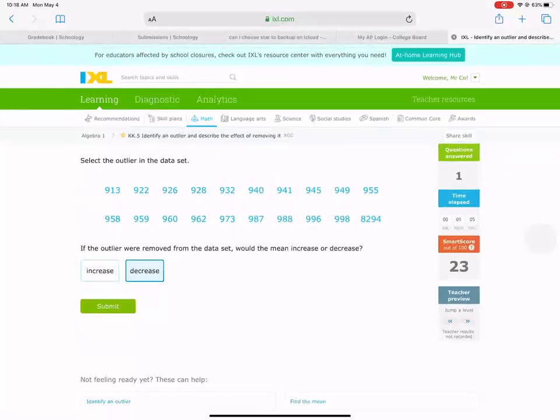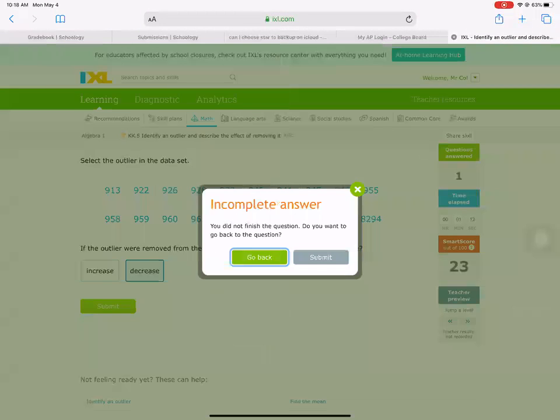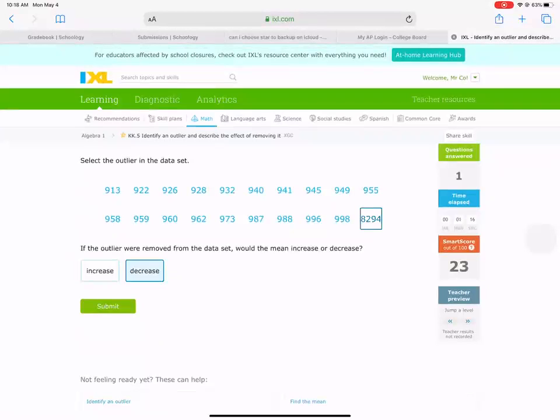Oh, yeah, right? I just have to click it. I'm trying to see what else I need to do. Okay, incomplete answer. What else do you want me to do? Oh, select the outlier. I'm sorry. I do select the outlier and click decrease. Okay, let's select the outlier. 6,000 is way off from all the other numbers. And then because I removed the high number, my average would increase or decrease. Because I removed the high number, I removed the rich guy, we all look a little poor. So it's going to decrease.